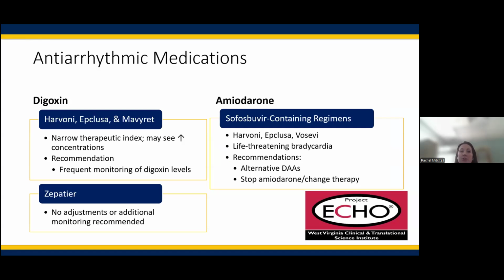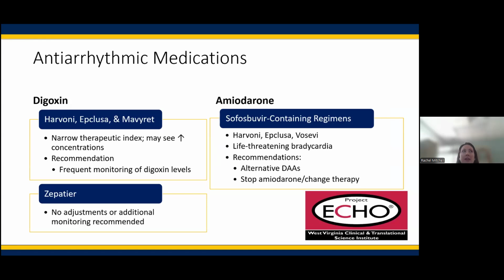All right, some antiarrhythmics that we see. Our biggest concerns are going to be digoxin and amiodarone, which are problem children from a pharmacologic standpoint anyways with antiarrhythmics. Your biggest issue with digoxin is going to be Harvoni, Epclusa, and Mavyret. And as you're probably already aware, digoxin has a real narrow therapeutic index and weird metabolism. So small increases have big impacts on concentration. So when it comes to digoxin, really it's just extra monitoring, get their dig levels, get them more frequently so that we can make sure that they're not having toxicities related to that digoxin.